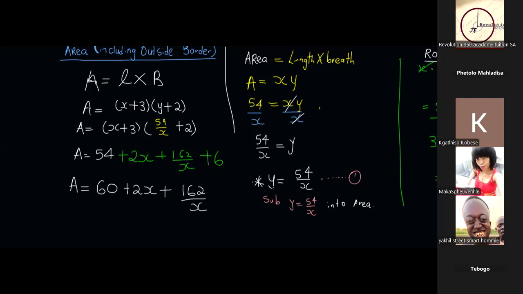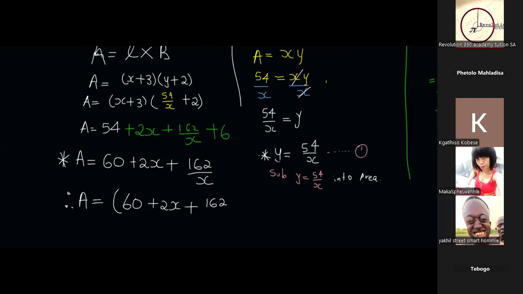You can just write it properly, mathematically, and say, therefore, the area equals, open bracket, 60 plus 2x plus 162 all over x, close bracket, and then meter squared. Do you see? That's around 8 marks. You get all your 8 marks.